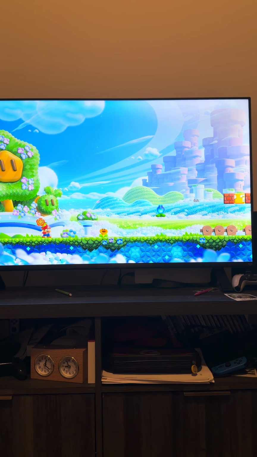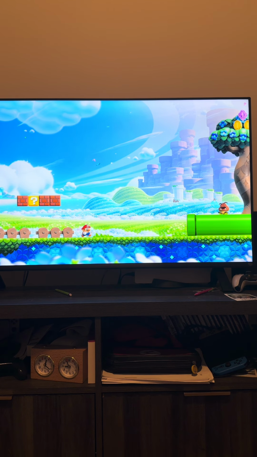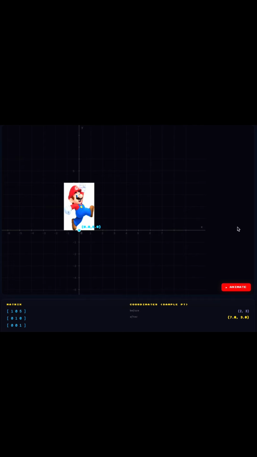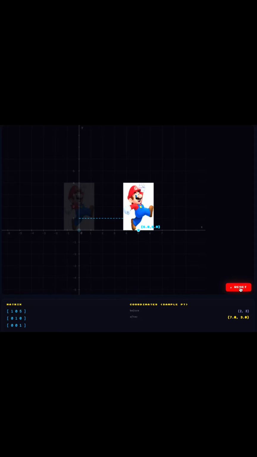To start off, we have a very simple one, just a horizontal translation. In-game, this would literally just be Mario moving to the right. But for the sake of the math, we're going to take a look at this little graph that I made right here, and we are just going to add 5 to the x-coordinate using the translation matrix. The y values don't move, so (2, 3) becomes (7, 3).